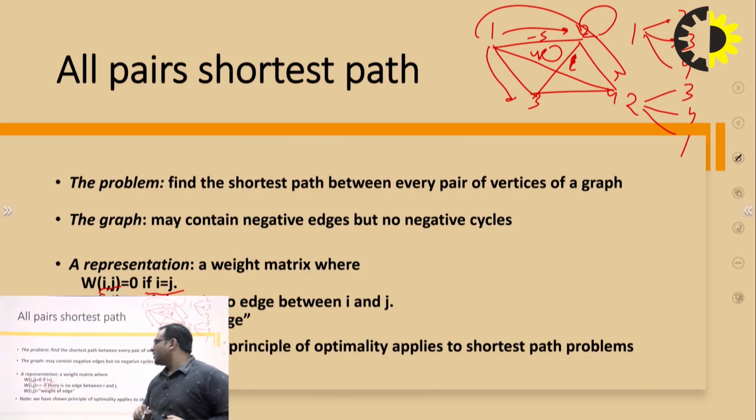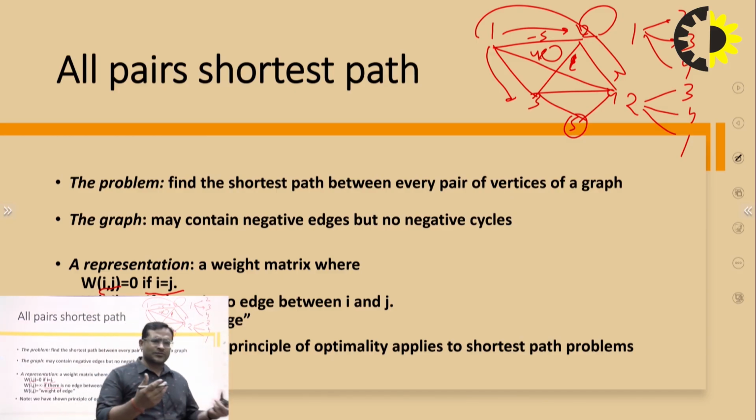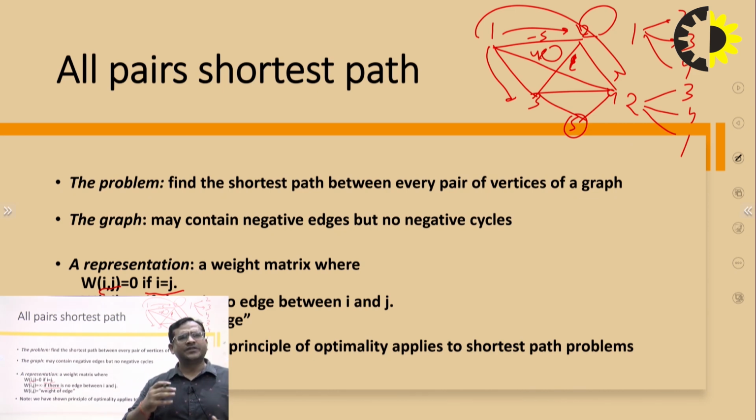The next is, if there is no edge between i to j. Just like in this graph, suppose there is a node 5, so I can connect it here. Is there any directed edge 2 to 5? No. So we can just write here infinity. I'll explain with the example also, but initially we discuss some theory. Wij is equal to the weight of the edge. So for all the other values in the matrix, we can put whatever weight is written on the edges.